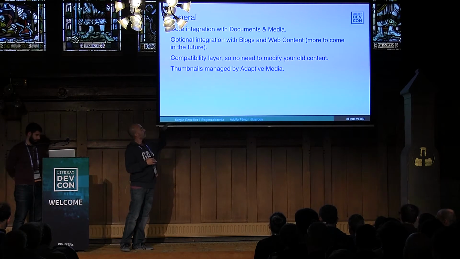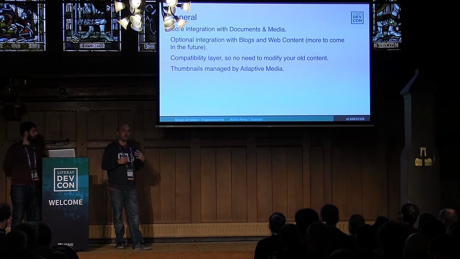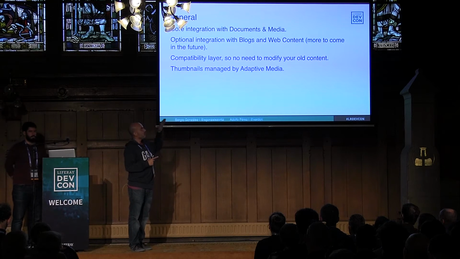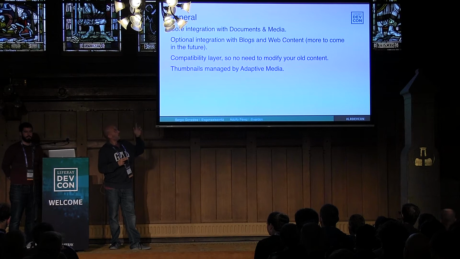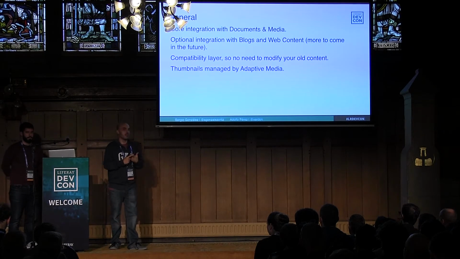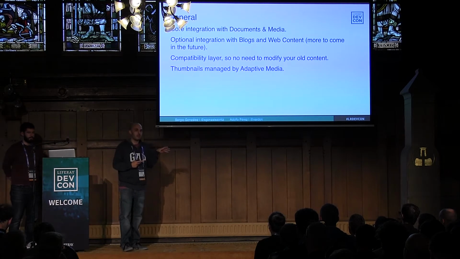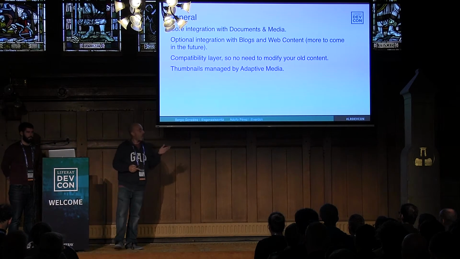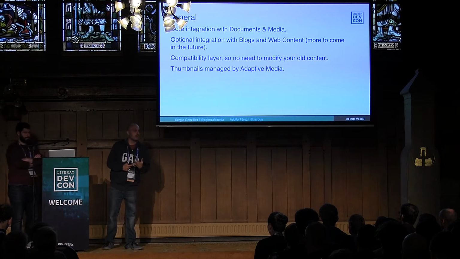And in general, if you look into the modules, adaptive media is divided into 3 different parts. So we have the core, and that's basically the integration with documents and media and item selector. That is the minimum you need if you want to use adaptive media. Then we have the integration with blogs and web content. Those are the 2 main applications we support right now. While both are optional, you obviously need to deploy at least one of them for this to be useful. And we're planning on supporting more in the future, like message boards and wiki.